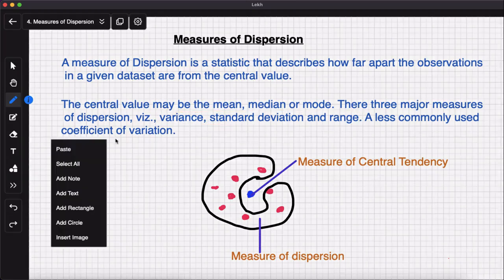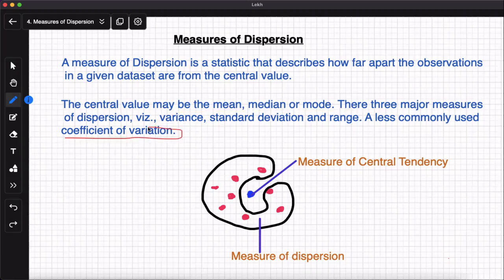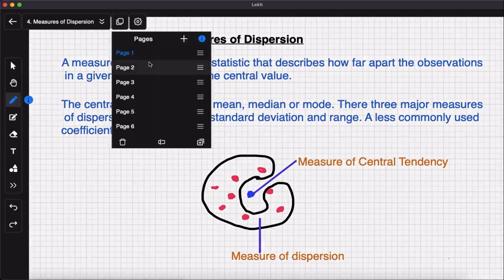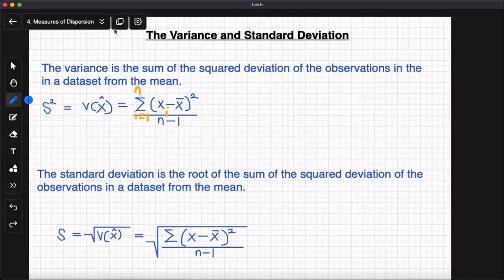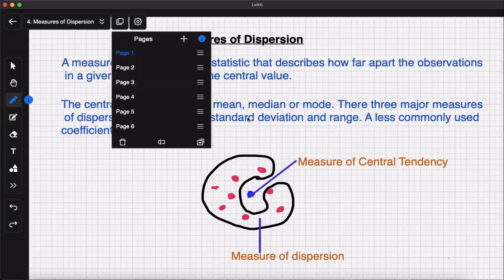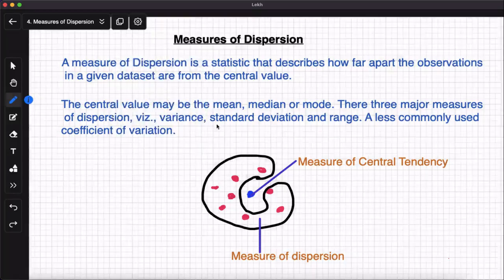We also have the coefficient of variation. The coefficient of variation is useful, but it's not as common as the other three.